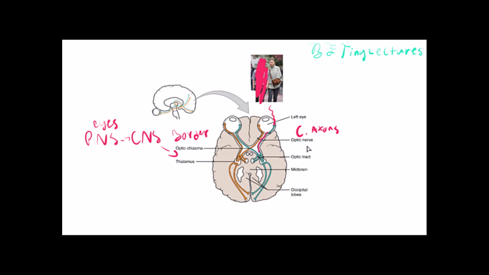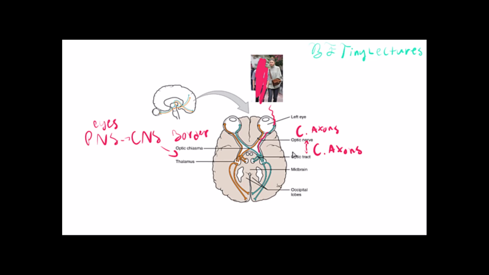So now the word nerves becomes the word tract. We still have a collection of axons, but since we converted from the peripheral nervous system into the central nervous system, that collection of axons is now called a tract.